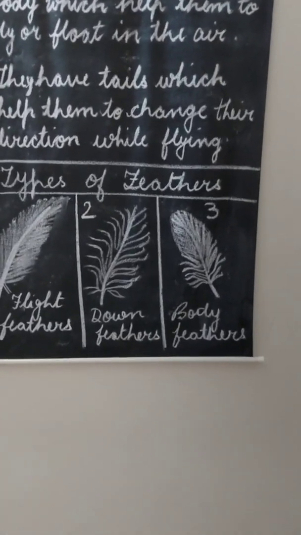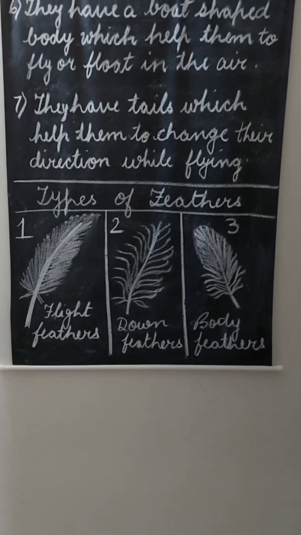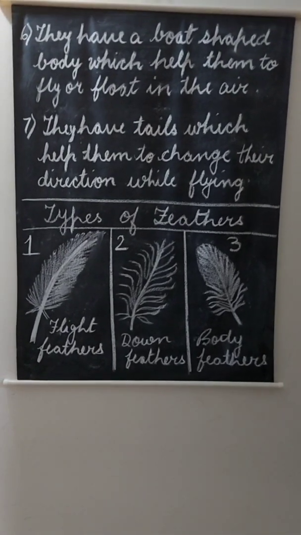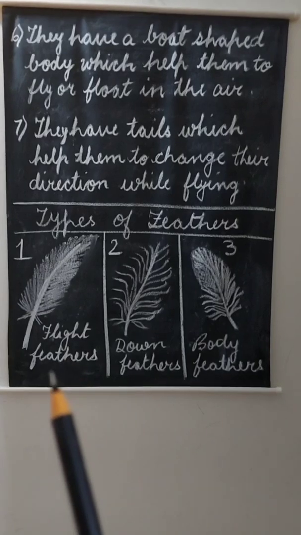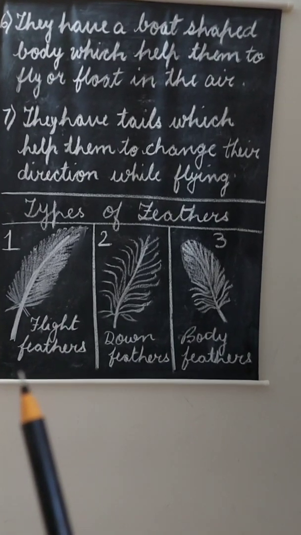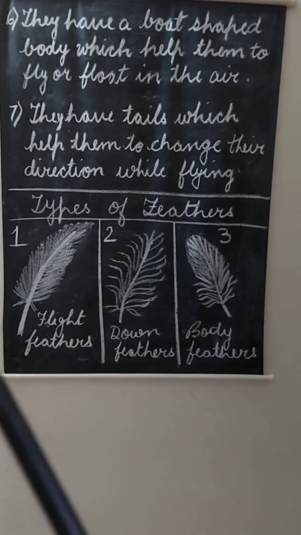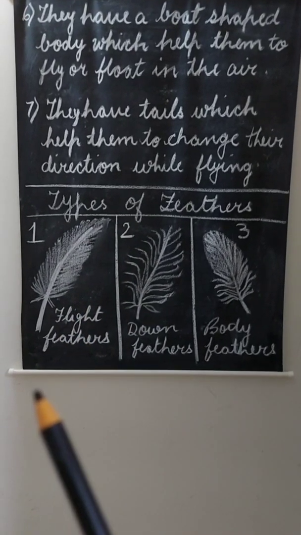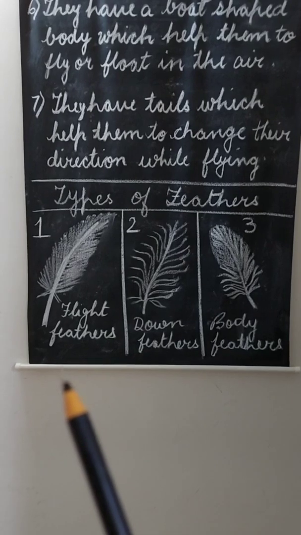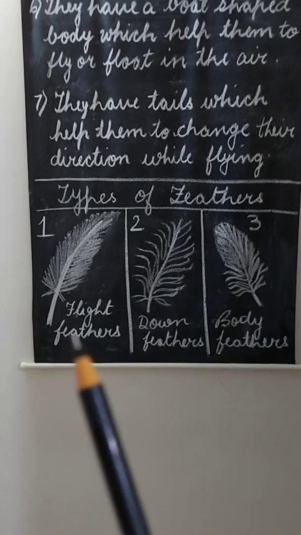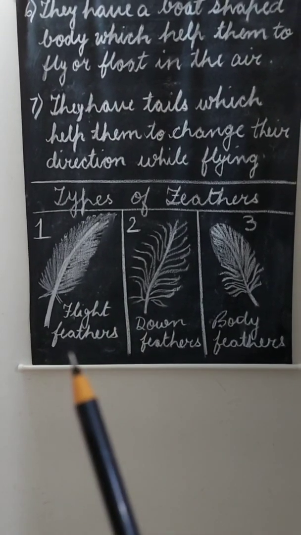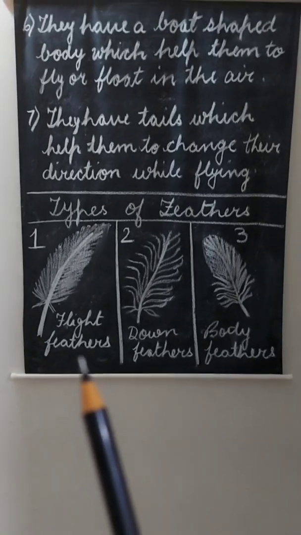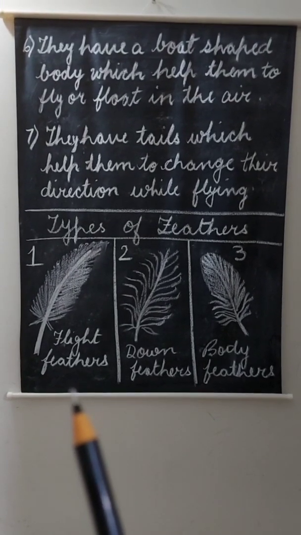Children, birds have three types of feathers. First are flight feathers. Flight feathers are long and flat feathers. They are found in the wings and tail. These feathers help the bird to fly, and that's why they are called flight feathers.